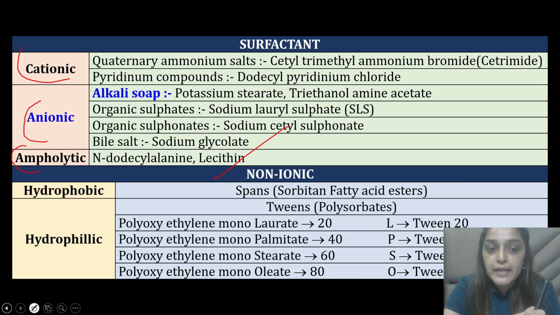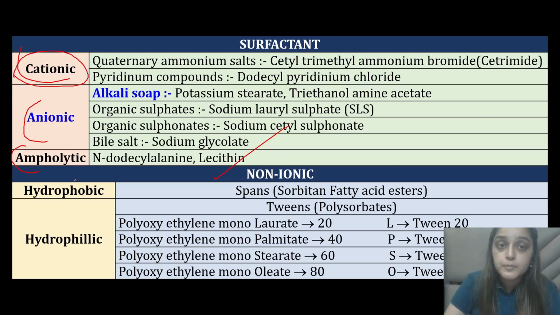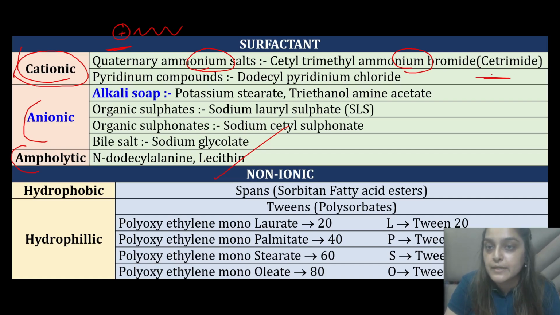So it is very important to remember all the examples you spot here, but I will definitely tell you a trick to remember these. Number one is the cationic surfactant. As the name suggests, the cationic part, suppose I'll draw it somewhat like this, is majorly responsible here. The main important examples are quaternary ammonium compounds, such as cetyl trimethyl ammonium bromide, which is also known as cetrimide.